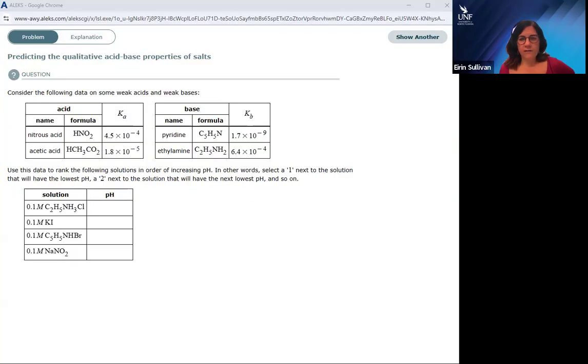Predicting the qualitative acid-base properties of salts. Now, you do not really need to perform any calculations to do these kinds of problems. The most important thing is to look at each of these solutions and break them apart into their cation and anion components, and then decide if the cation is neutral or acidic. Those are your only two options, neutral or acidic.